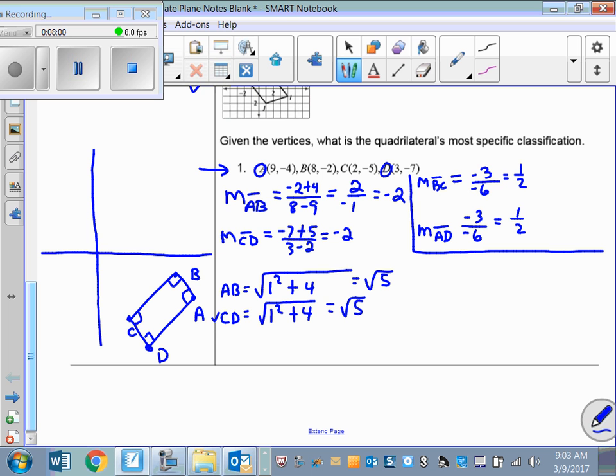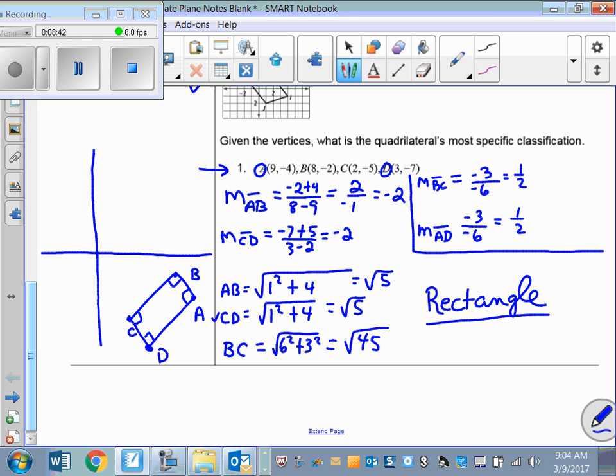So let me just see if AB is going to be congruent to, let's say, BC. So let's find the length of BC. Let's see, what do we got? We got 8 minus 2, which is 6, so 6 squared. And then, well, I already know those aren't congruent, but I'll just put it in here anyway. -2 plus 5, so that's going to be 3 squared. So that's the square root of 36 plus 9, which is 45, so definitely not a square. So the most specific classification I can give to this quadrilateral is a rectangle. All right, and that's how you're going to do every one of these problems. Let's see what comes next.